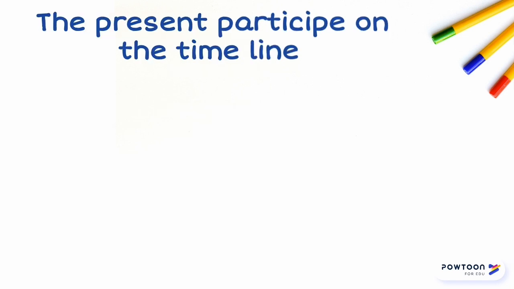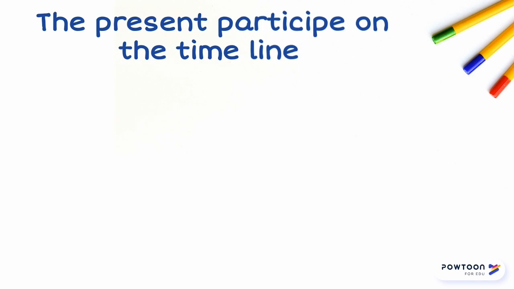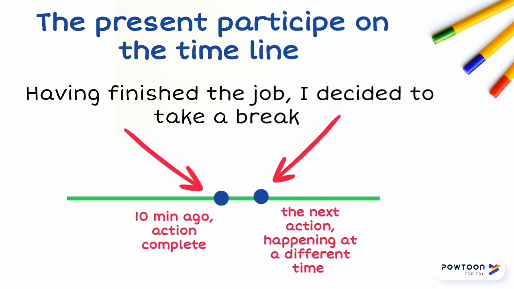Participles do not have any tenses, but somehow they are related to other actions on the timeline. And the present participle gives an idea of an action which is happening at the same time with another action in the sentence. I saw him running. It means that the person was running and I saw him at the same time. But how about another example? Having finished the job, I decided to take a break. In this case, one action follows the other. First, I finished the job and then I decided to take a break. In this case, we cannot use the present participle and we should use the perfect participle, having finished.